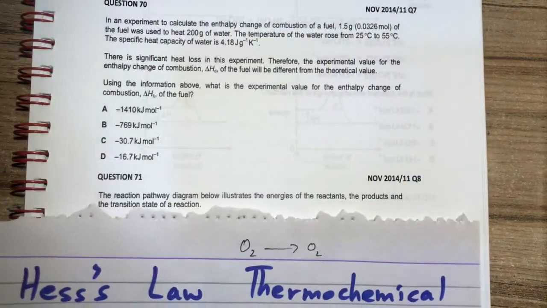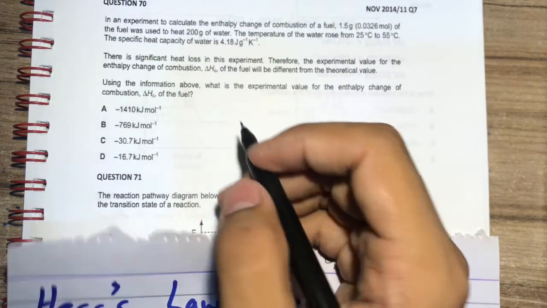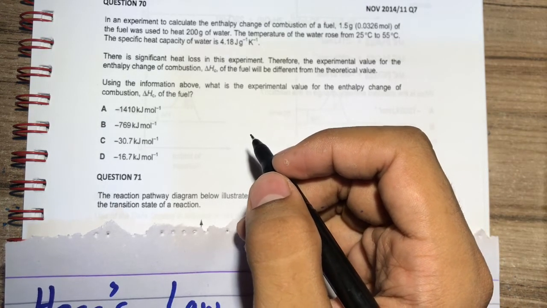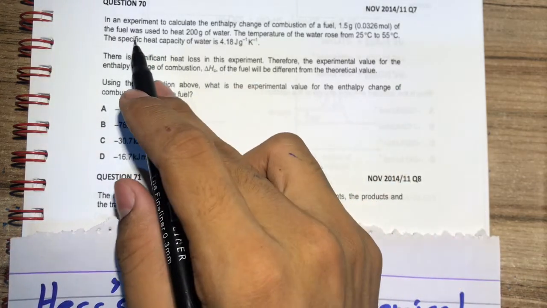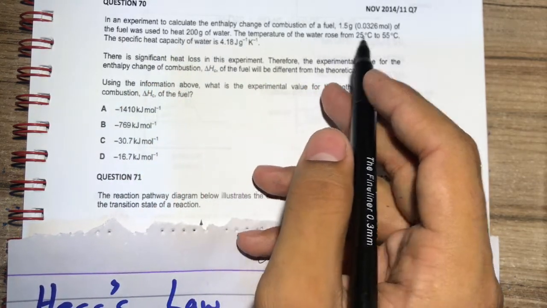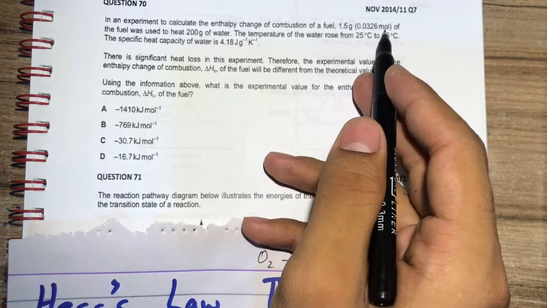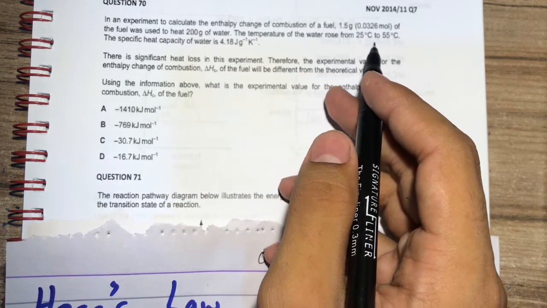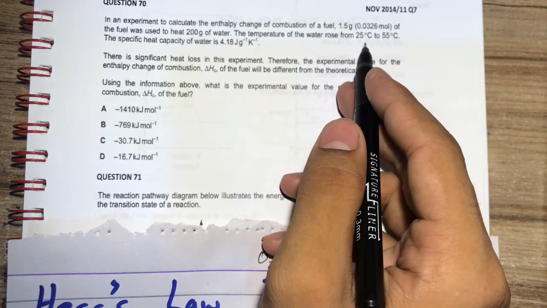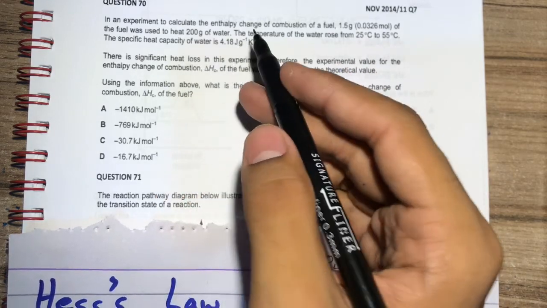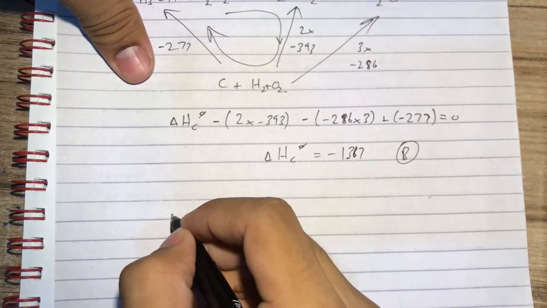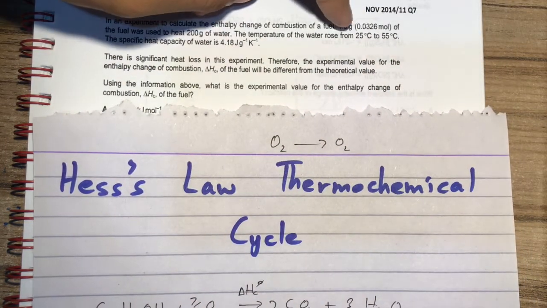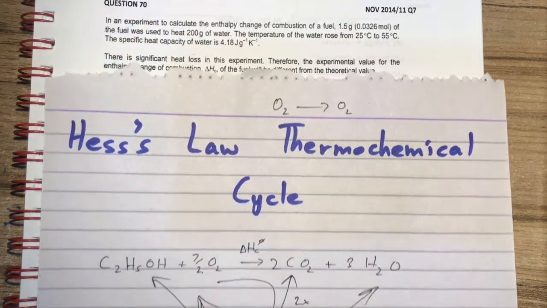Then the next question, this is about finding the enthalpy change of combustion using the water's increase in temperature, using mc delta T. So in an experiment to calculate the enthalpy change of combustion of a fuel, 1.5 gram or 0.0326 mole of the fuel was used to heat 200 gram of water. Temperature change is 55 minus 25, that is 30, and specific heat capacity is given. So Q is mc delta T. m is 200, c is 4.18, and delta T will be 30.